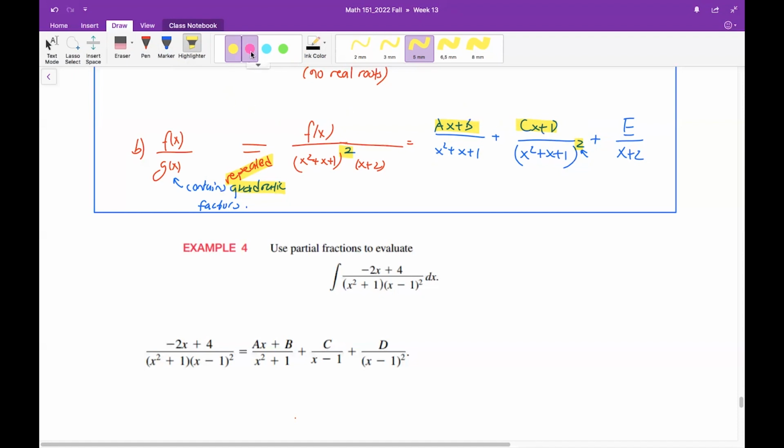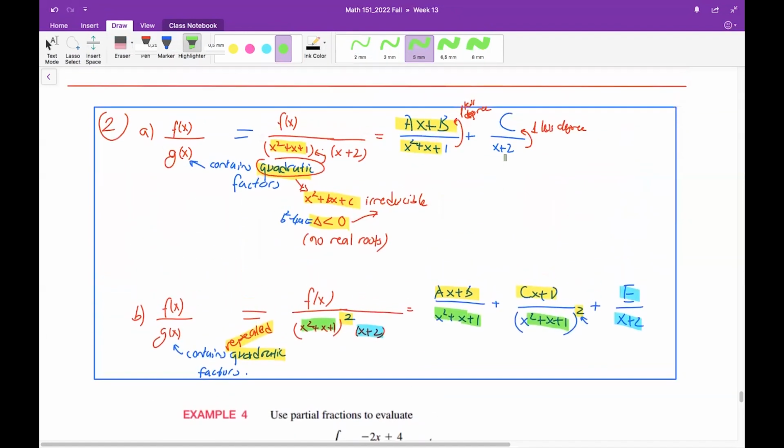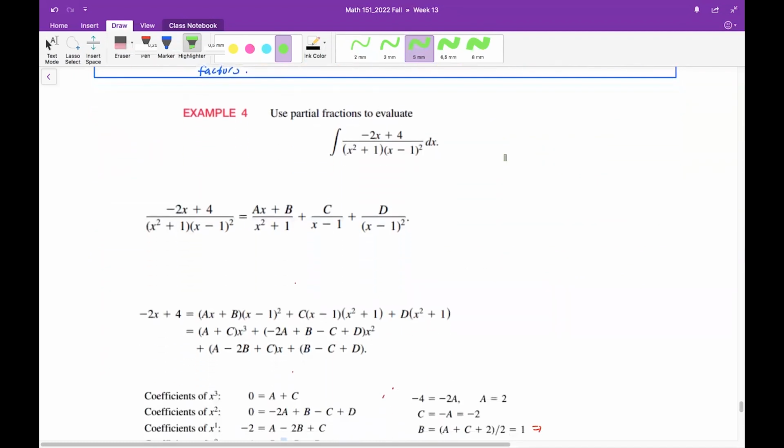And for the linear factor, you write a constant as usual, okay? So this is your quadratic factor. It is repeated like this, and you write ax plus b forms over it for the quadratic factors, okay? So now let's exercise this technique and practice on it in the following question.